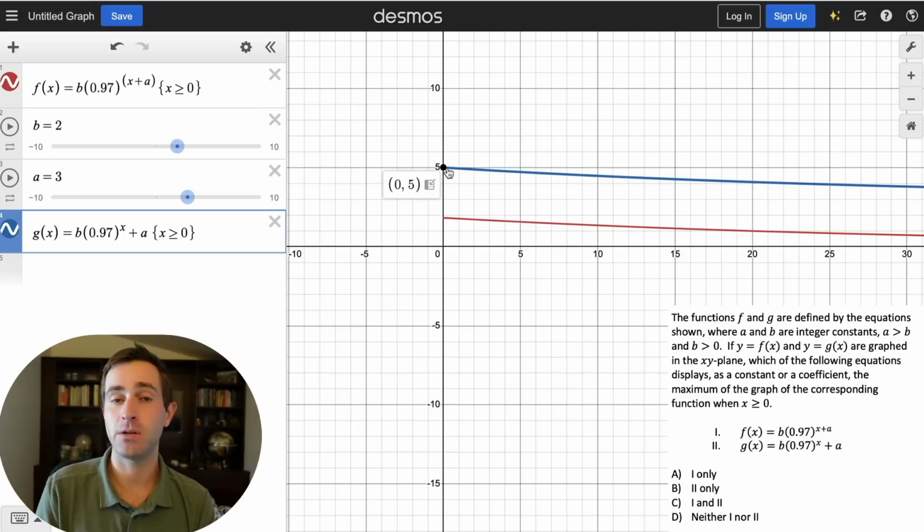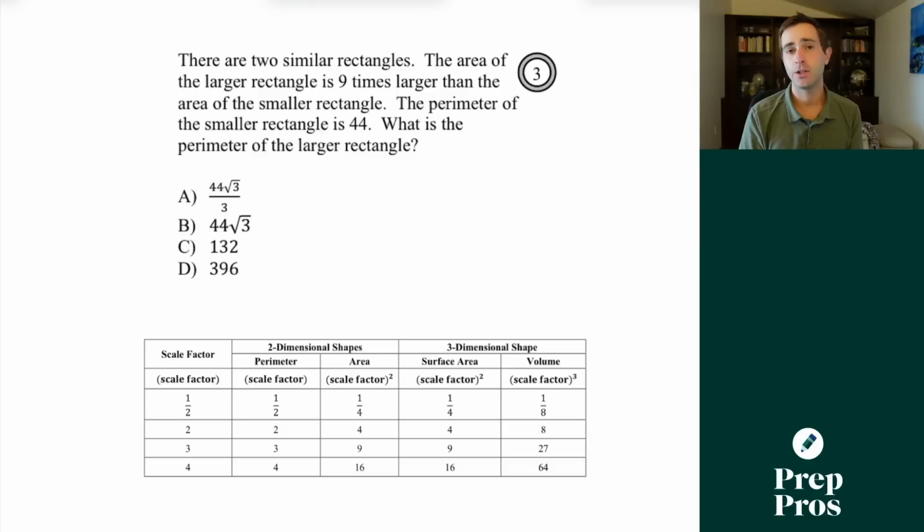That's how we can tell that neither is correct in a little bit of a more comfortable way for a lot of students. Now, the next thing you're going to see on your SAT are scale factor questions, and these can show up in a whole lot of different varieties. We have some of the most advanced versions in our advanced math course. We're going to start with a decently hard one here, but not an insanely hard one.